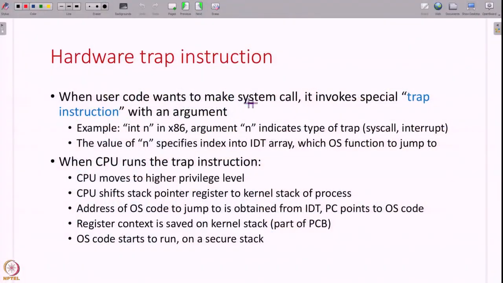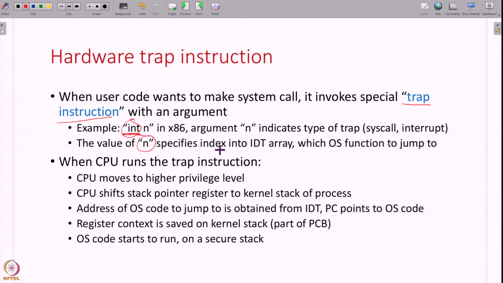So when a user code wants to make a system call, it will call a special CPU instruction called the trap instruction. In x86, this trap instruction is called int n. Int is the name of the instruction and n is an argument. This n indicates the type of the trap. For any trap, system call, interrupt, anything that requires the operating system to come into the picture, that is called a trap, and any trap begins with the CPU executing this special trap instruction with an argument.